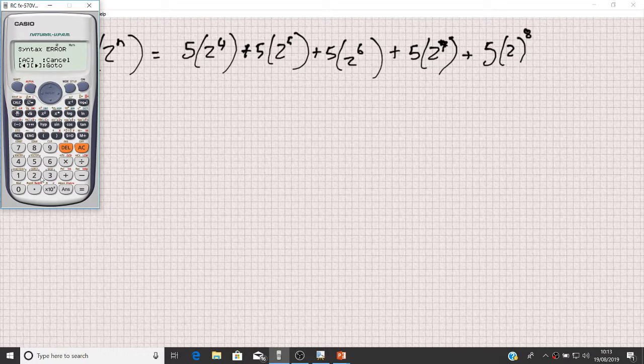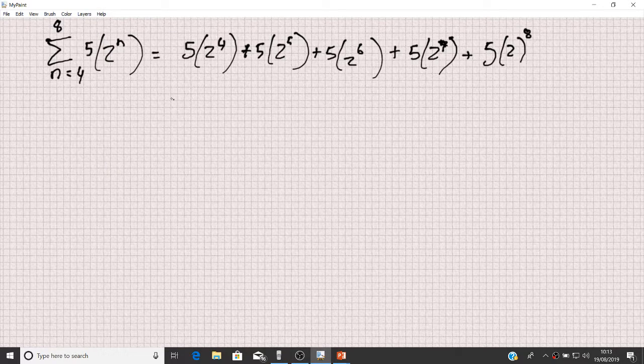We have a syntax error there, so what have we done? We forgot to put the plus in there, and just double check I've got my brackets, and the answer to that is 2,480. So that's the final answer of the third example, 2,480.